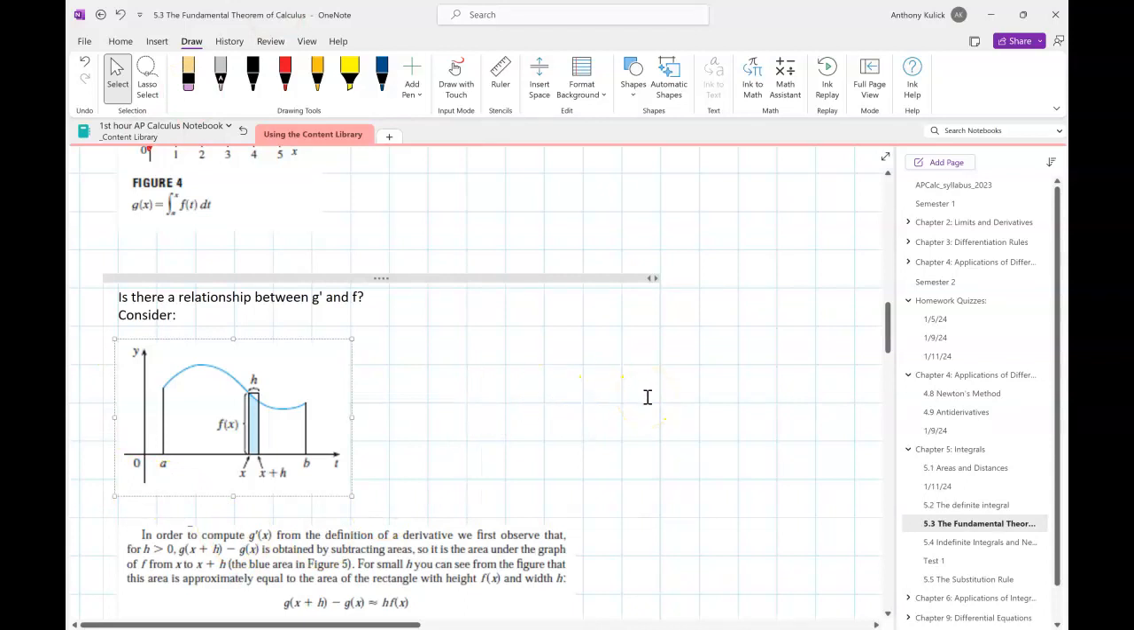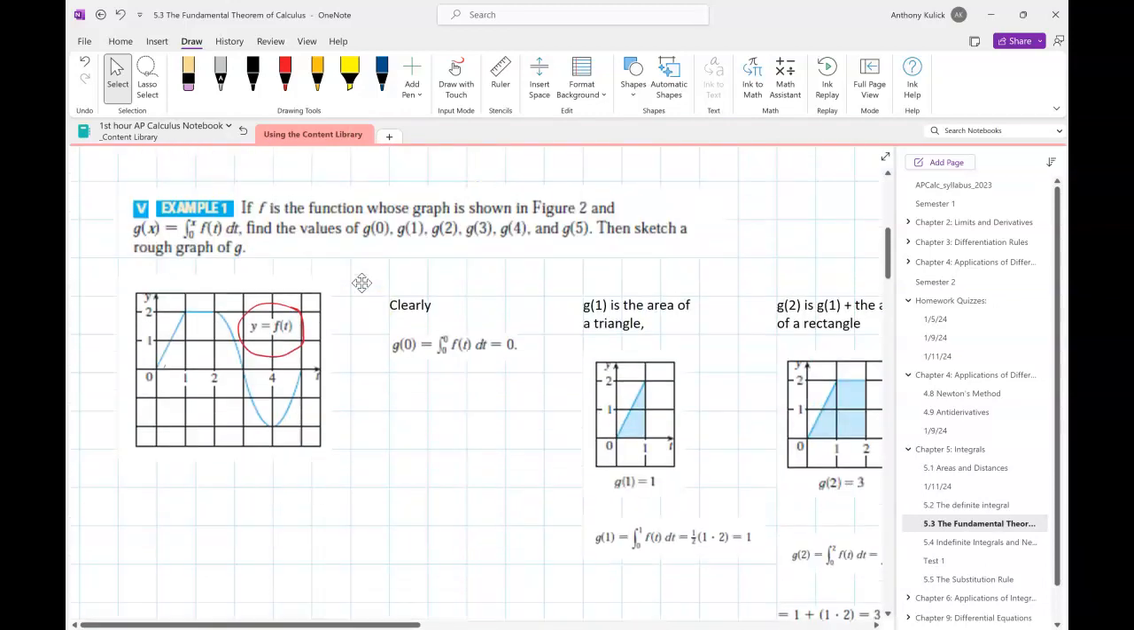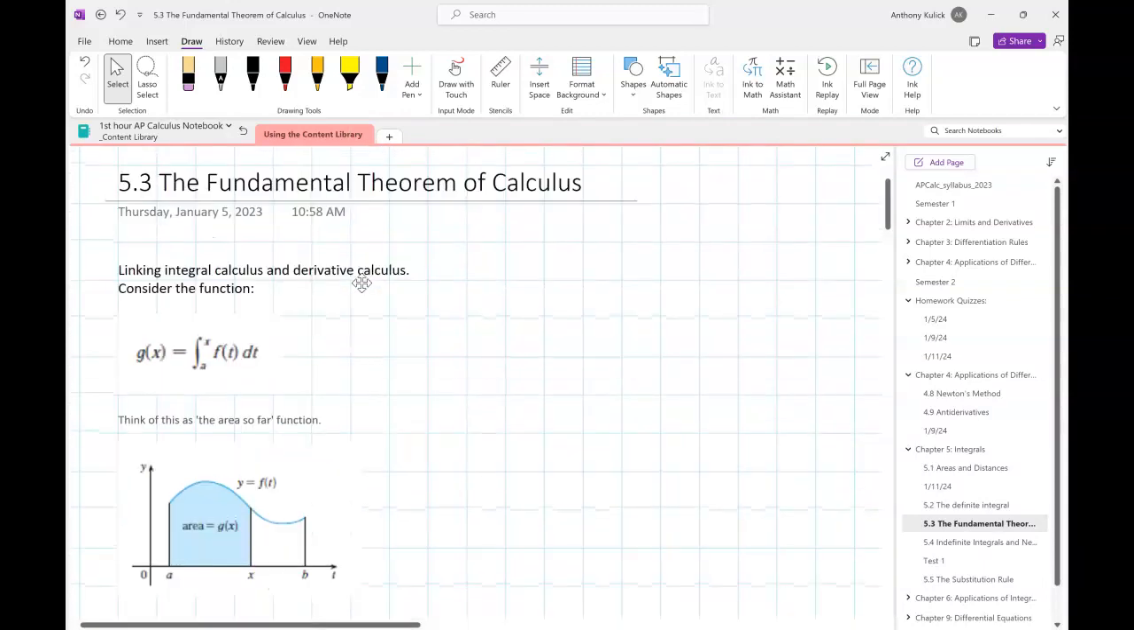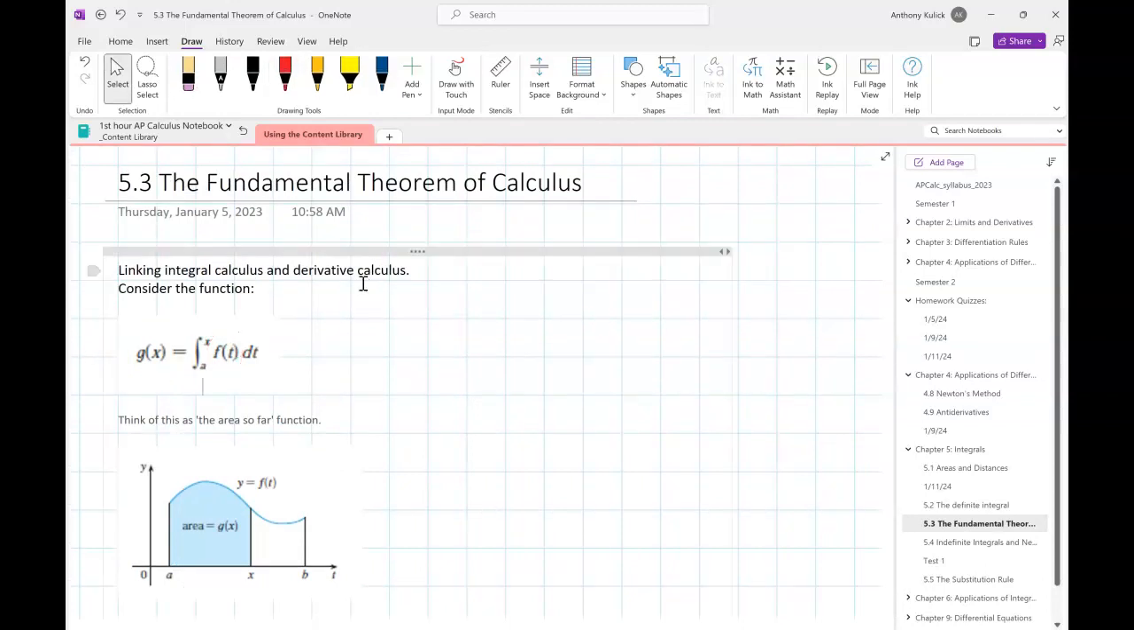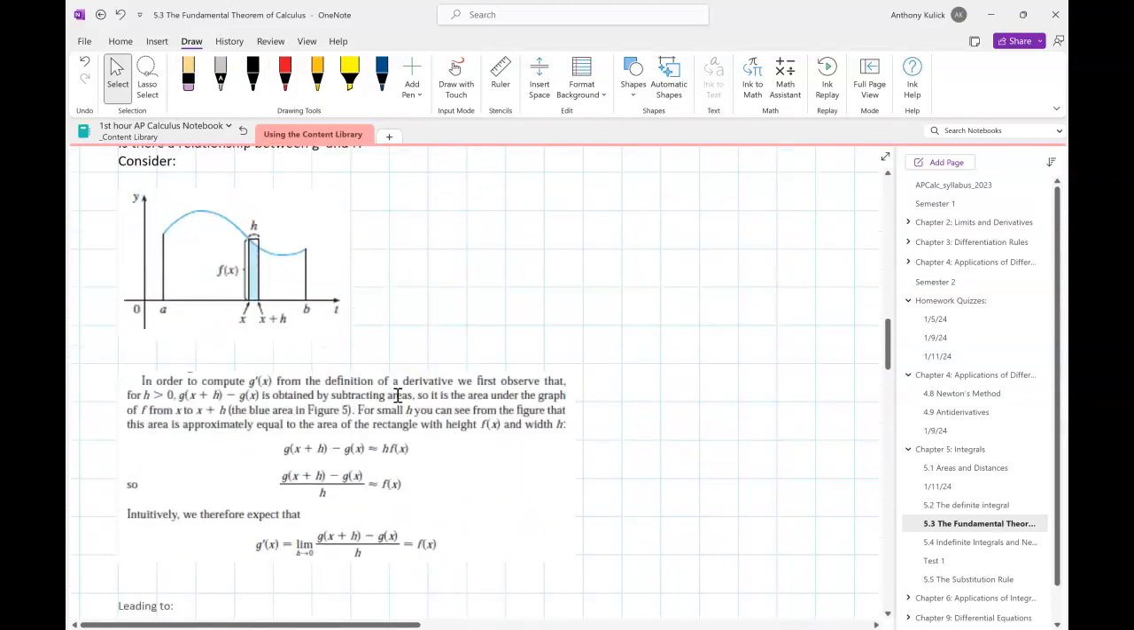So this isn't specifically the f from above. We're talking about the derivative here of this g and then this function f. Okay? So here is some arbitrary f of x. And then remember, g is the area under this curve.